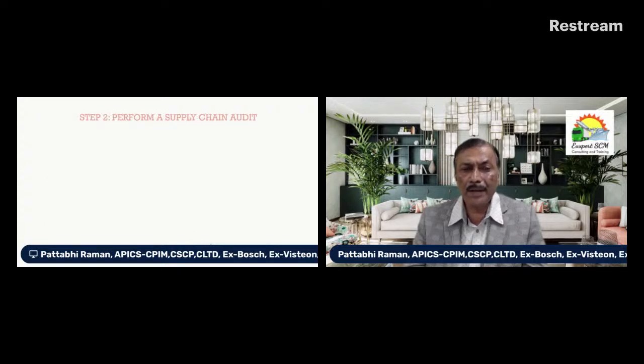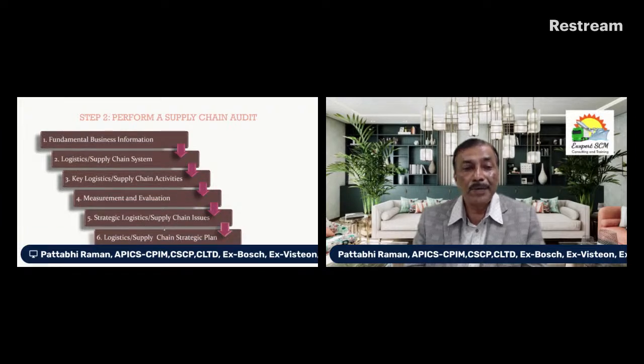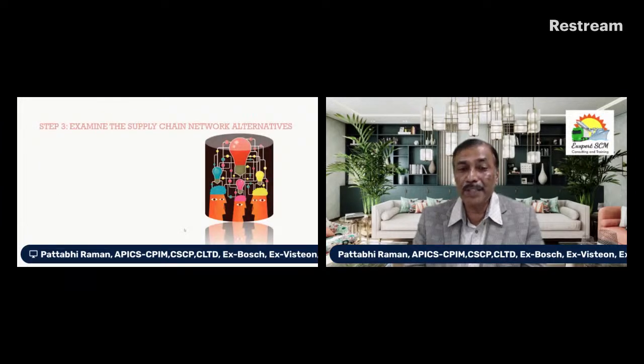So these are the first steps, and coming to the second step, we are trying to do some current state analysis. That's what we call a supply chain audit. Here you need to follow steps like fundamental business information, logistics supply chain system, key logistics supply chain activities, measurement and evaluation, strategic logistics supply chain issues. What we are trying to do in this process is capture the current state condition, and in this process we are going to capture a lot of data required for this transformation process.